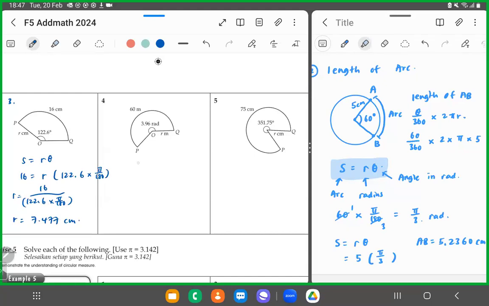Okay, second one, same thing. 60 equals R theta. 3.96 is in radians, so maintain it. Radius equals 60 over 3.96. Radius equals 15.152.